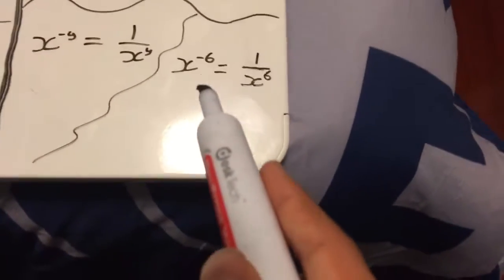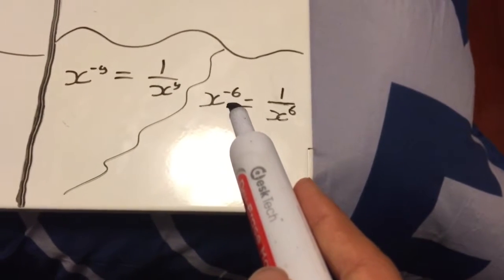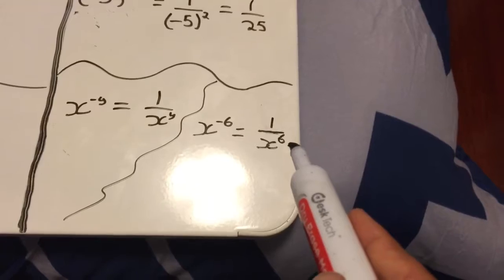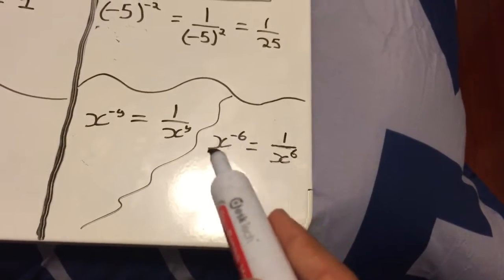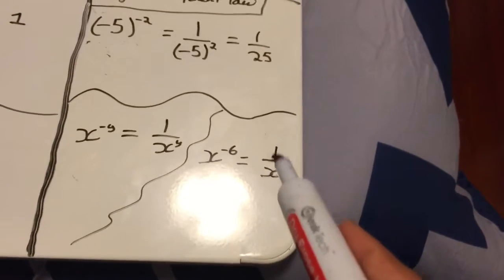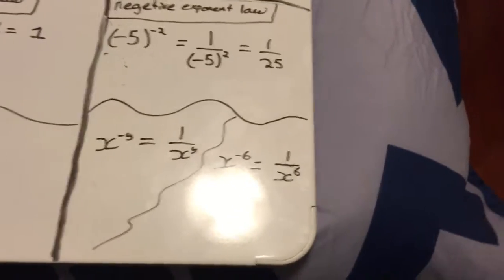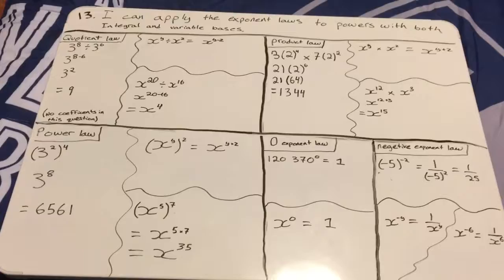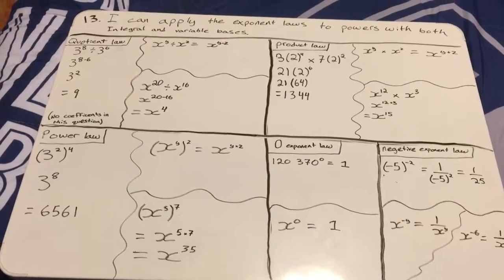Now here, we would have x to the power of negative 6, which the reciprocal of x is 1 over x to the power of positive 6. So this x to the power of negative 6 is equal to 1 over x to the power of positive 6. And this is how I can apply exponent laws to powers with both integral and variable bases.